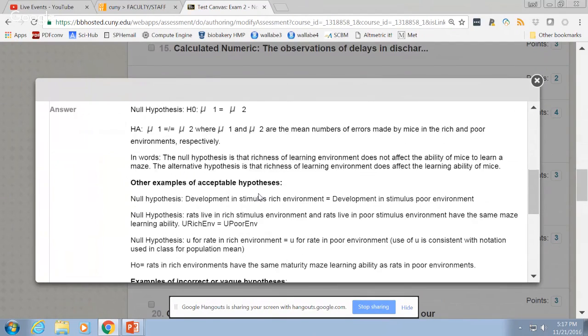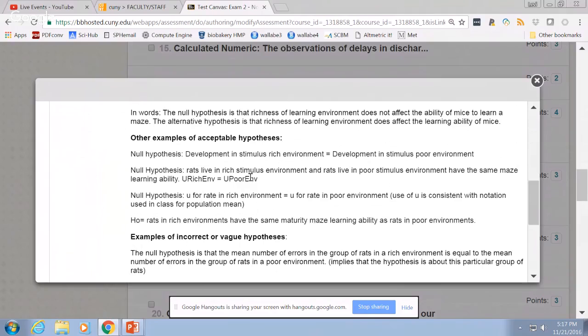But yeah, the thing that I don't like is when it makes it sound like your null hypothesis is that the mean number of errors of these two groups is the same, because that is all about the sample, and that's not what the null hypothesis is about.